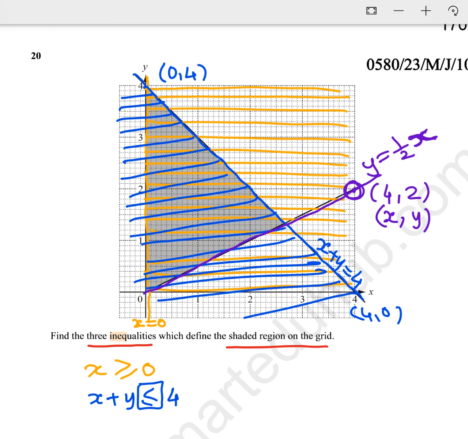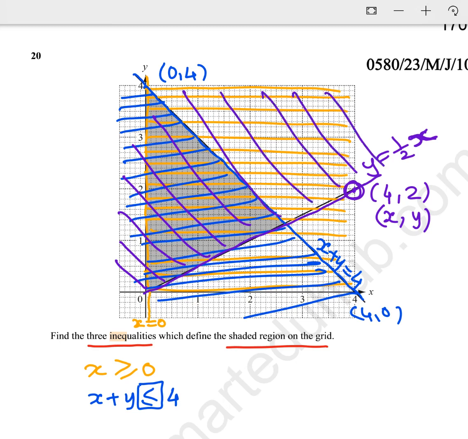So again for that, let's shade the region. So I'm going to shade everything that is above this line. So the inequality will be what? It will be y is greater than or equal to half x. Okay, because the overlapping region is being defined by these three inequalities, and they are saying find the three inequalities which define the shaded region. So this time shaded region is not the unwanted region.